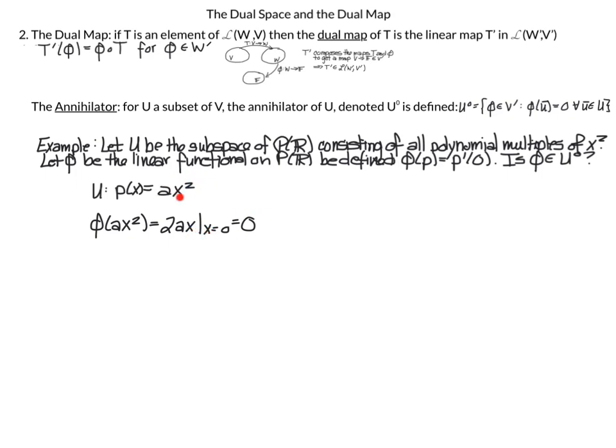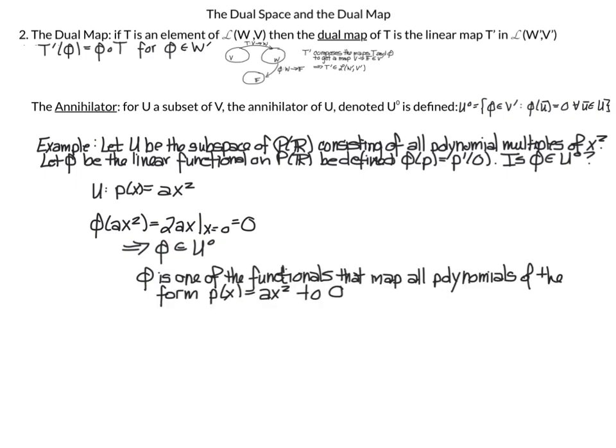Since this ax squared represents the whole subspace of U, that means phi takes all vectors in U, the subspace U, to 0. That puts phi in the annihilator of U. In particular, phi is one of the functionals that map all of the polynomials of the form p(x) = ax squared to 0. There may be other functionals as well, so phi may not be the entirety of the annihilator, but it is one of the functionals in the annihilator.